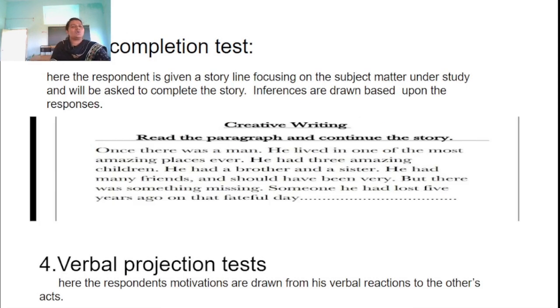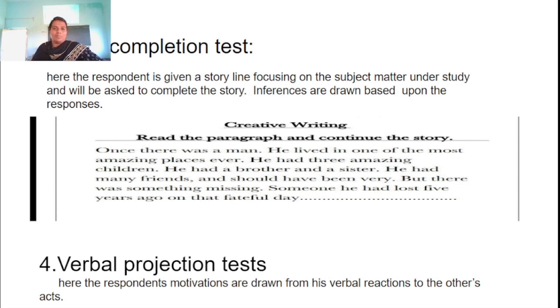And the third one is the story completion test. Here the respondent is given a story line focusing on the subject matter, which means the topic on which the research work is expecting to extract some response from the respondent, and will be asked to complete the story. Here, the individual's desires and feelings can be extracted from the respondent, and the extracted results help us to draw the conclusion. That conclusion can be drawn in our own way. There are many methods of drawing a conclusion from the results.